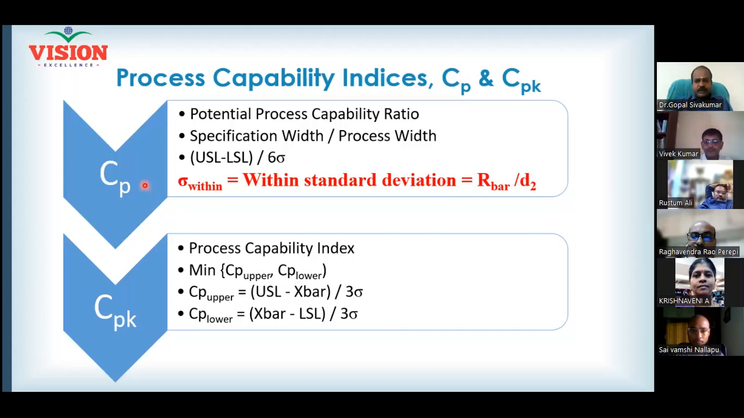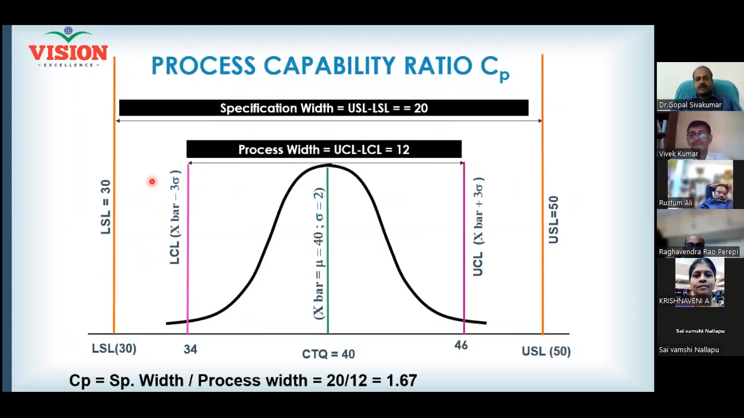If CP and CPK are the same, it means your process is centered properly. Your process is centered on the target. If CP and CPK are different, let us say CPK is 0.8, CP is 1.6. They are different values. It means your process is off-centered, right? And now tell me, is that process centered properly? Yes, sir. Now if you measure CP or CPK, both will give the same value.